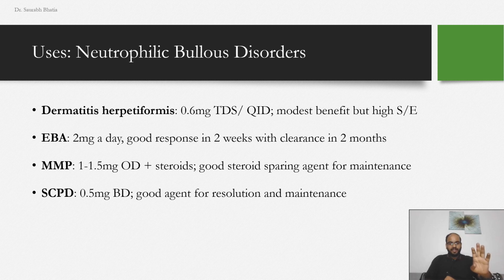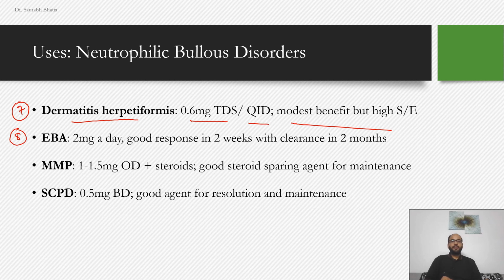I forgot how many diseases we have done. Let's just say 1, 2, 3, 4, 5, 6, 7 is dermatitis herpetiformis. Again, neutrophilic dermatosis, 0.6 mg 3 times a day, 4 times a day. Modest benefit, but high side effects. Okay. Eighth is epidermolysis bullosa acquisita. Okay. 2 milligram a day has been given. There has been a good response in 2 weeks with clearance in 2 months. But again, the moment you stop, the disease starts to come back.